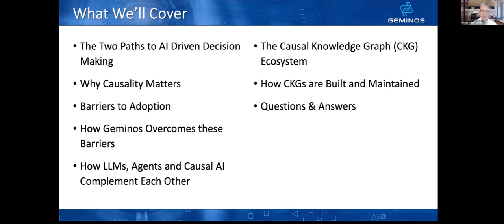We'll particularly be focused on LLMs and agents and how causal AI, all of those things complement each other and can be used together to deliver this breakthrough. And a key part of it is that we're creating these causal knowledge graphs to underpin everything that you're doing. So they become really the hub of all of your AI initiatives going forwards.